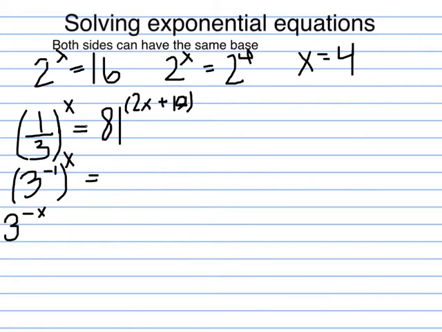equals 81, which can be written with a base of 3. 81 is 3 to the 4th power. And then we have to the 2x plus 10. So that ends up being, we multiply the 4 through by that, that would be 3 to the 8x plus 40.